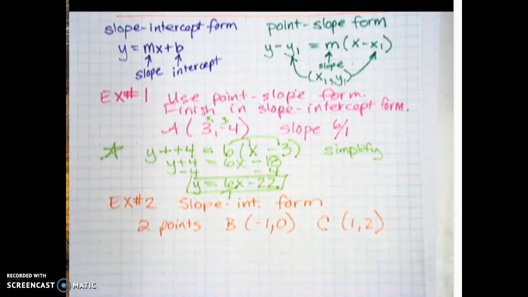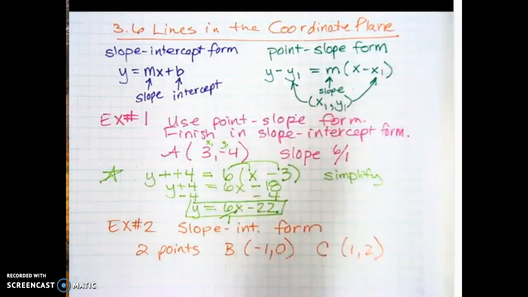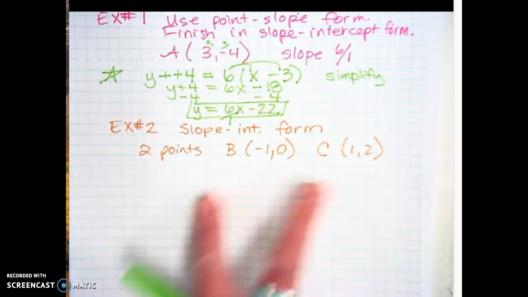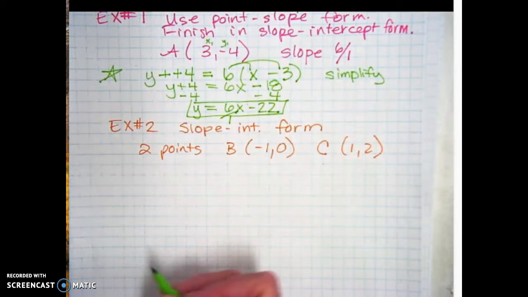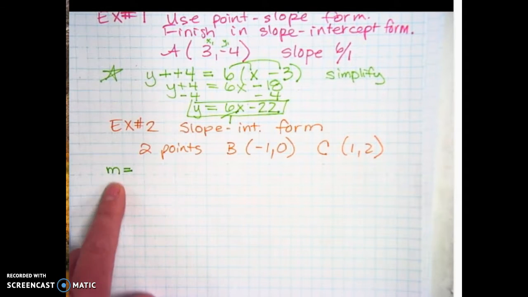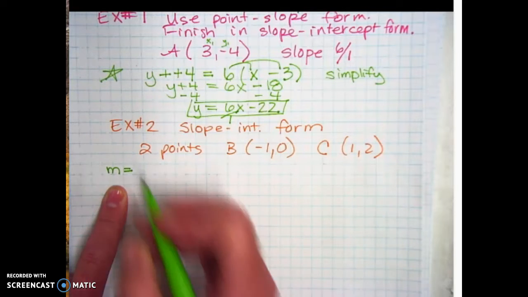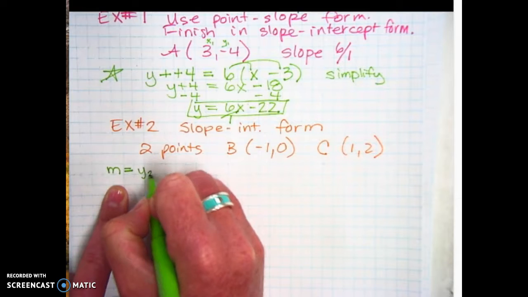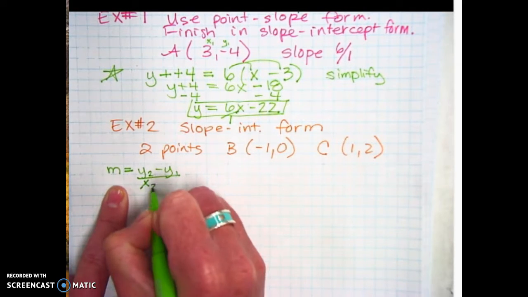You look back up at the top, both of these forms call for a slope. If you're just given 2 points, do you have a slope? No, but can you get one? Yes, from the formula we learned yesterday, which starts with m equals, right? M equals what? Oh, it's been a long time since yesterday, apparently. M equals y2 minus y1 over x2 minus x1.